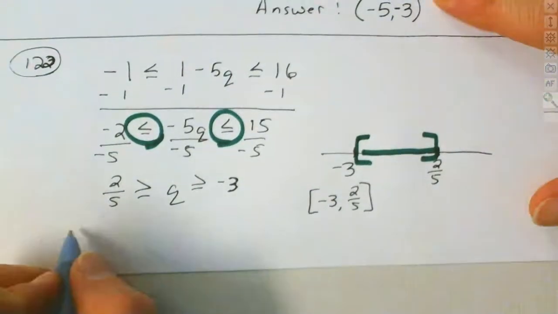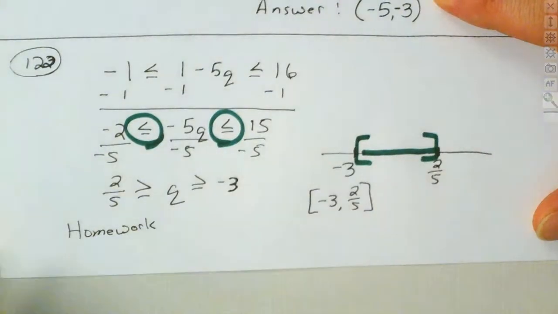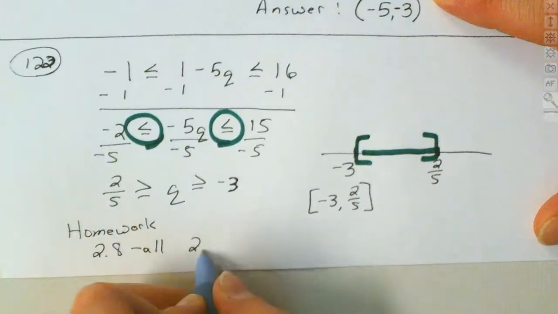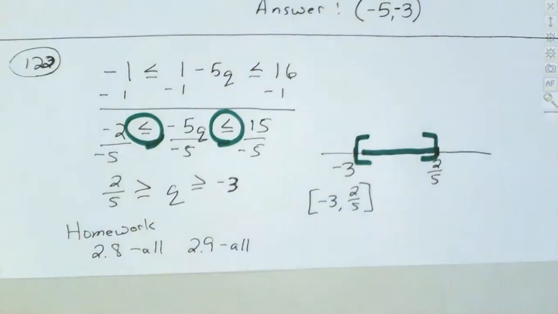What's going to be your homework? Well, for your homework now, you should be able to do 2.8. You can do them all. And 2.9. There's some applications, but try to set them up. If you struggle with some of those applications, we can go over them.